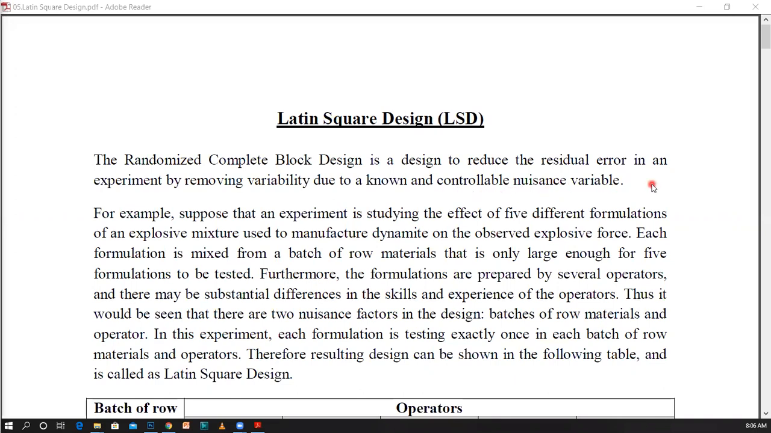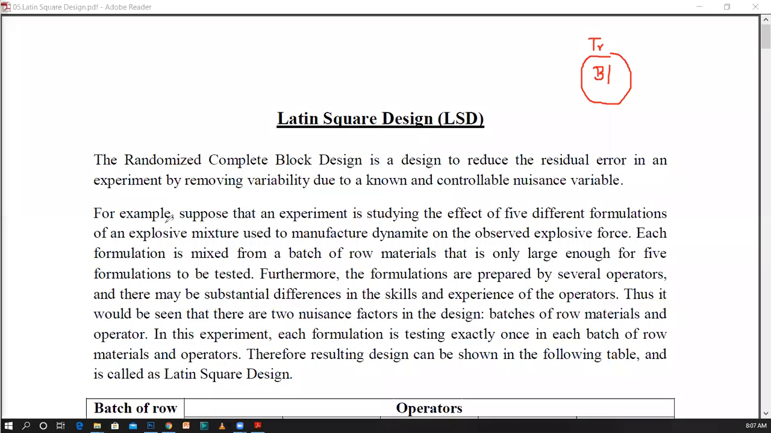Now think about when we discussed the RCBD design, then we had two types: one was the treatments and the next type was the blockings. Therefore, we had the treatments and we had the blockings. And we considered the variable named the nuisance variable to make the blocks. Therefore, using this concept, we were able to reduce the residual error.